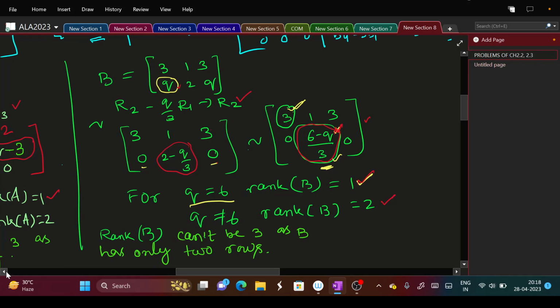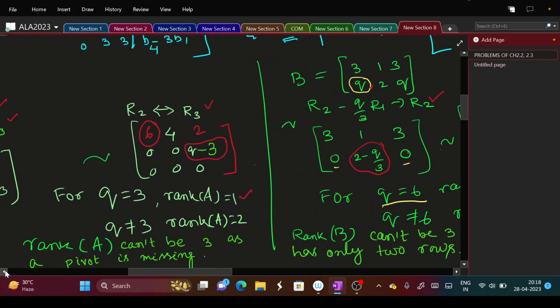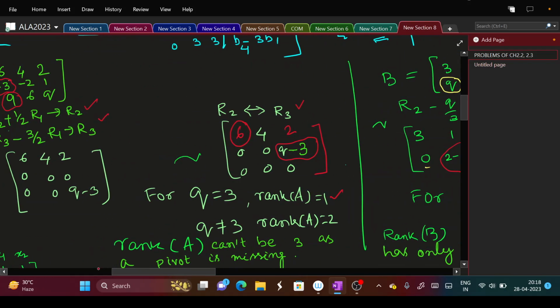And rank of A cannot be 3 because it has a pivot missing. Same thing is written here.